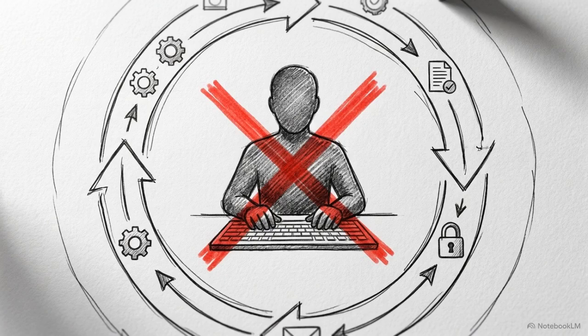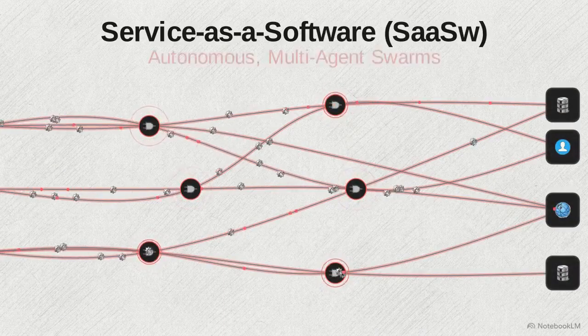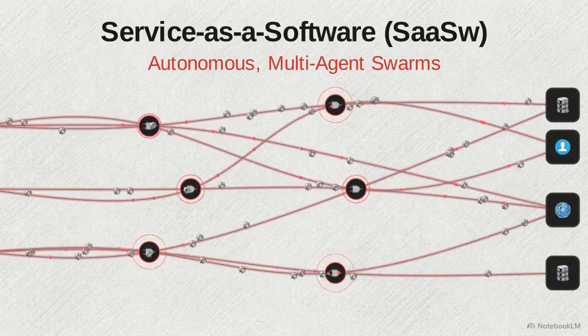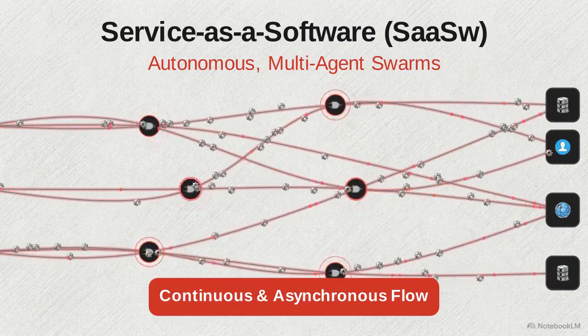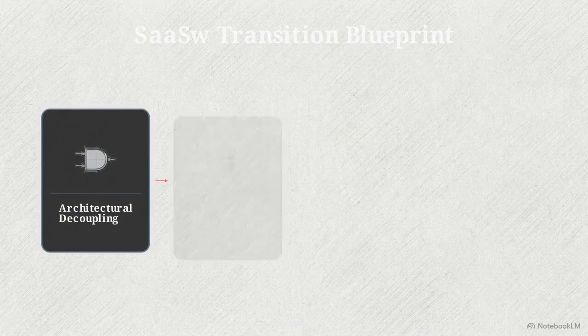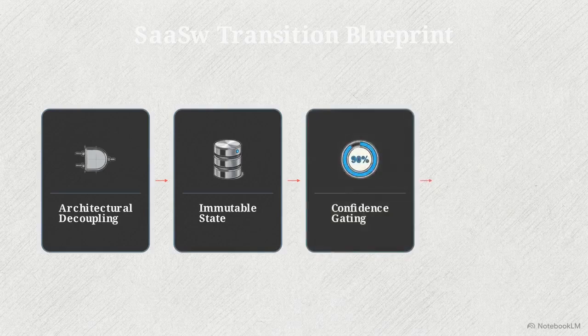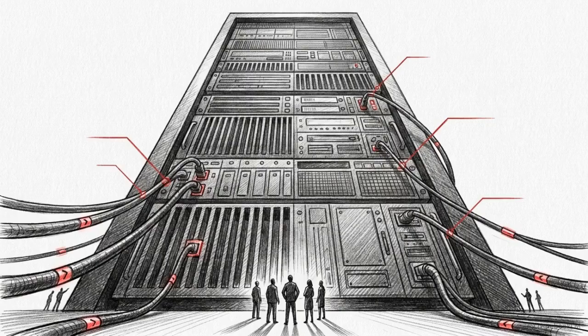To bypass this bottleneck, we have to drop the human-in-the-loop requirement. Service as a software, or SaaSware, hands execution over to autonomous, multi-agent swarms that complete software tasks continuously and asynchronously. Today, we are going to build a 4-step transition blueprint. By the end of this exercise, you will know exactly how to convert one of your existing manual workflows into a SaaSware architecture.